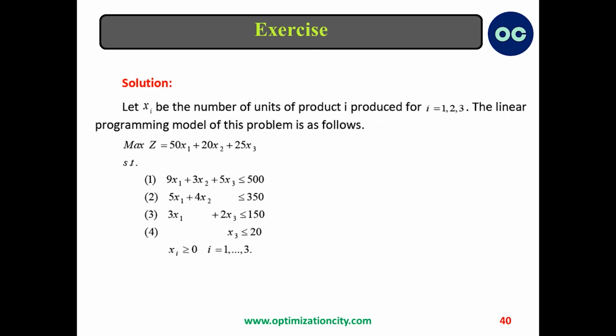So, how can we formulate this problem? Let x_i represent the number of units of product i produced, where i is equal to 1, 2, 3. The linear programming model for this problem can be expressed as follows. Constraint 1 pertains to the milling machine's capacity. Constraint 2 pertains to the lathe machine's capacity. And constraint 3 pertains to the grinder machine's capacity. And constraint 4 is a demand constraint for product number 3.